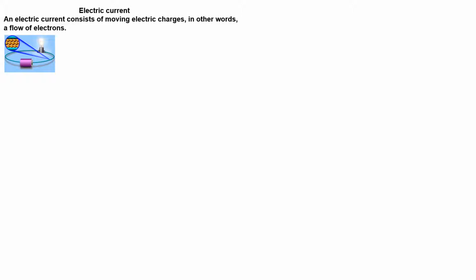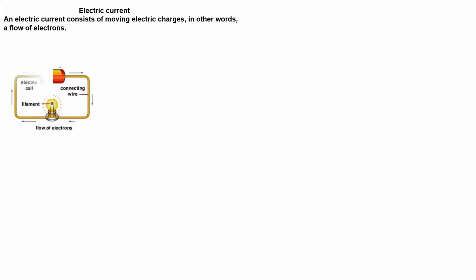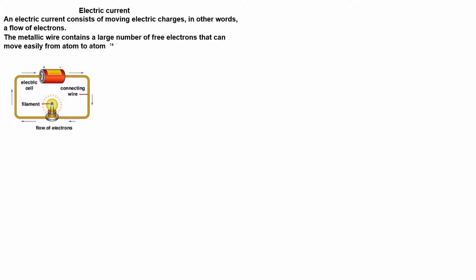with no gaps. A basic electric circuit consists of a metallic wire connected to an electrical cell and an electrical component such as a lamp. The metallic wire contains a large number of free electrons that can move easily from atom to atom. It's the movement of these free electrons that give rise to the current.